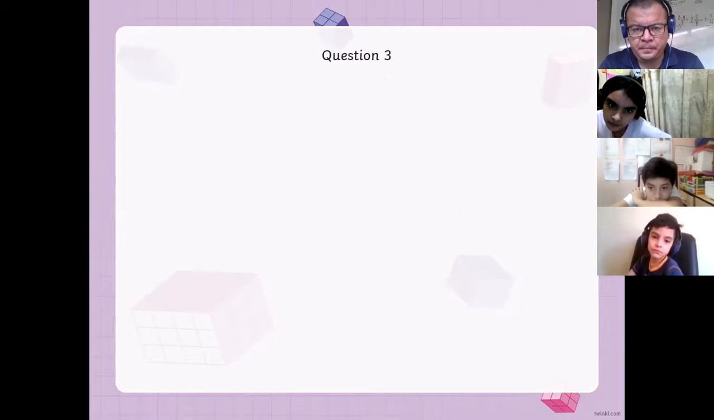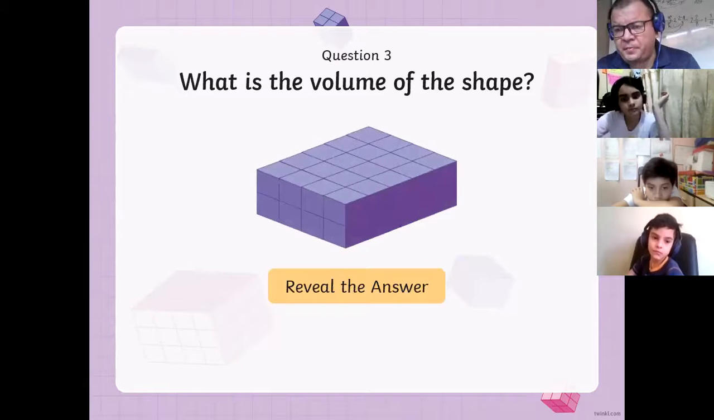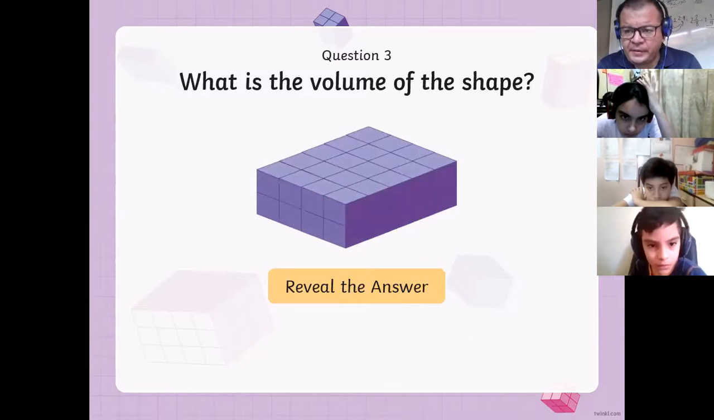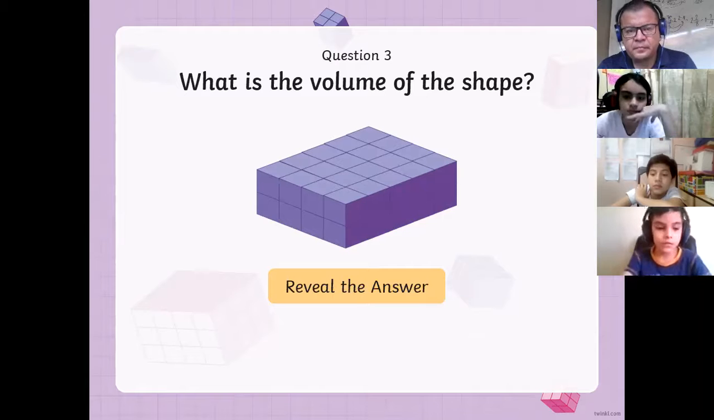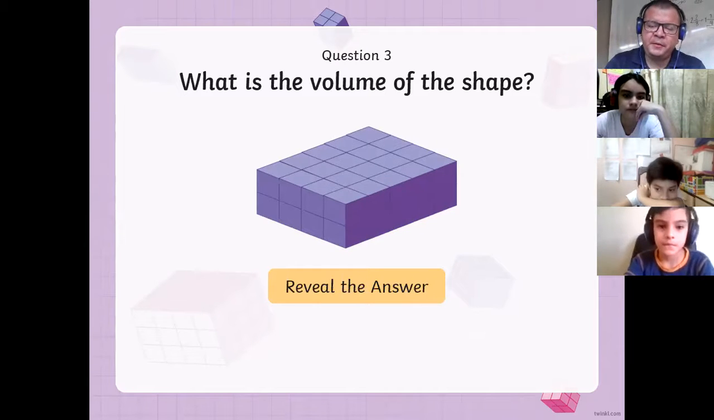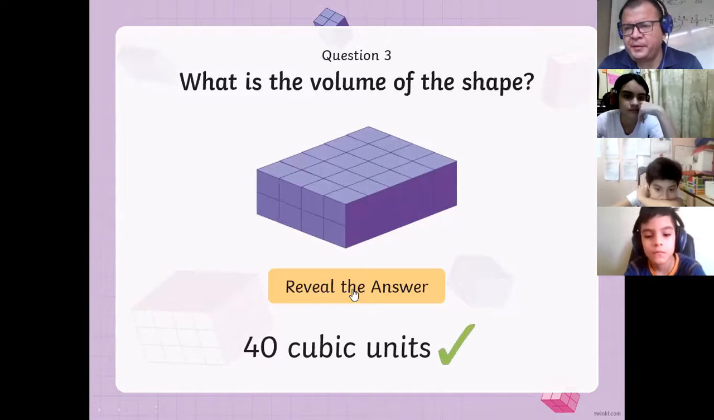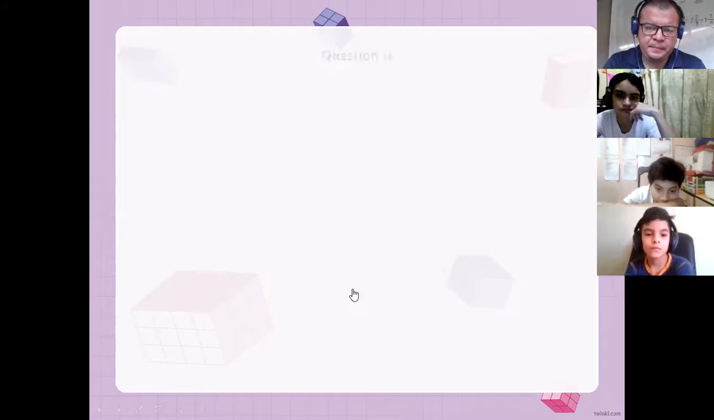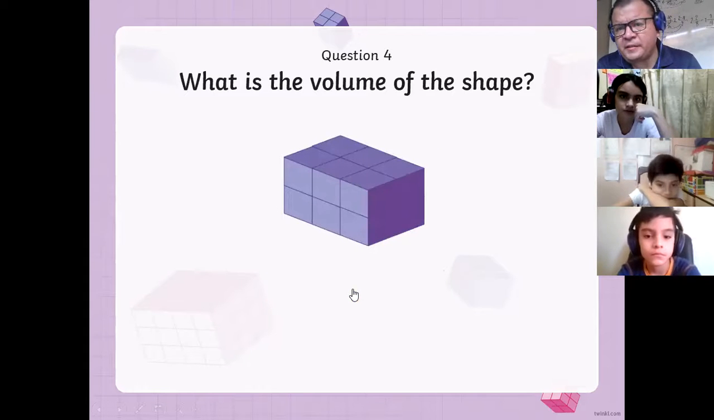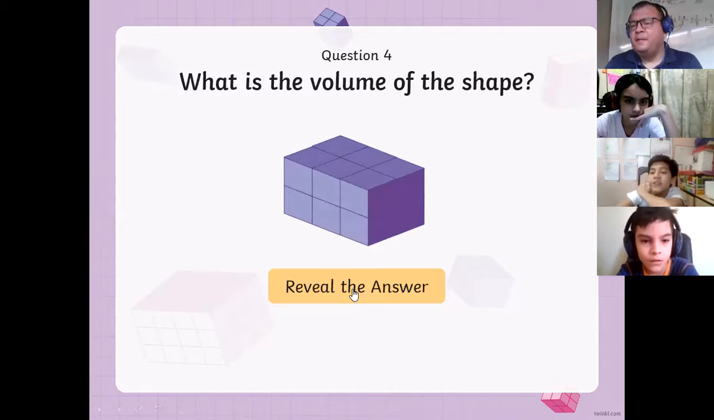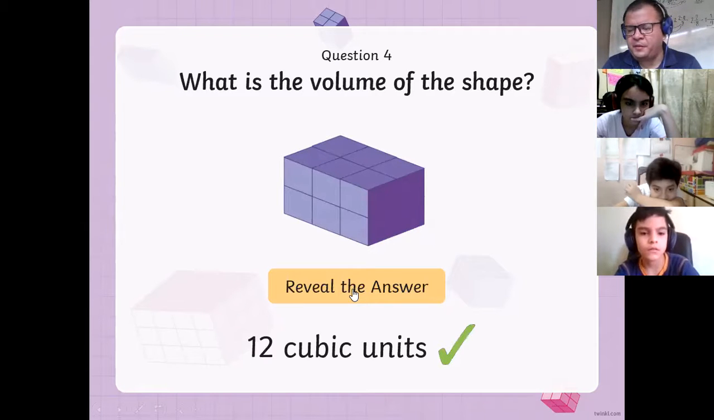Let's continue. What is the volume of the shape in this case? 40 cubic units. Let's see another one. What is the volume of this shape? 12 cubic units. Very good.